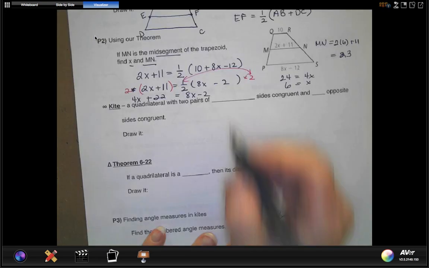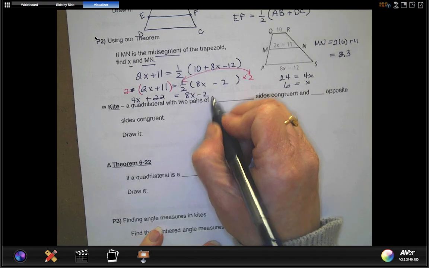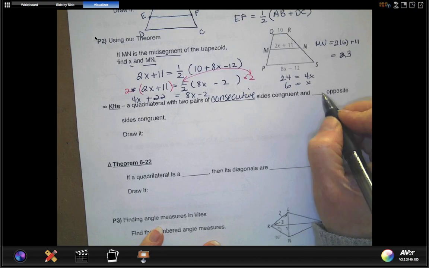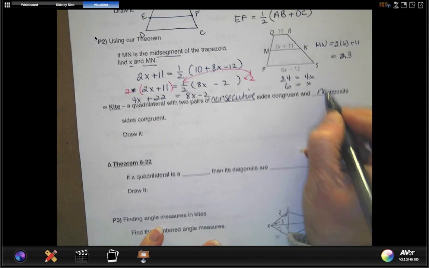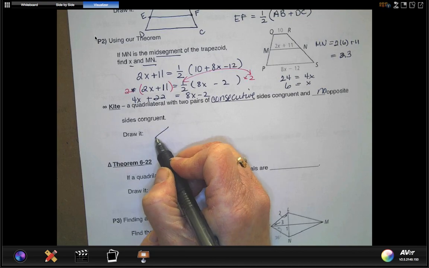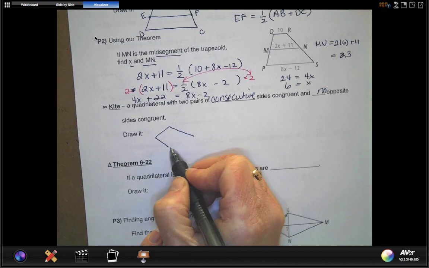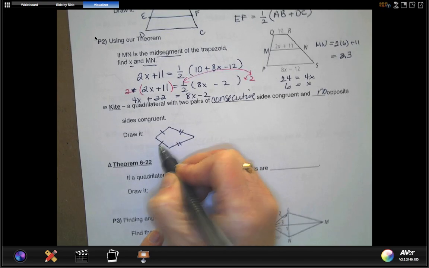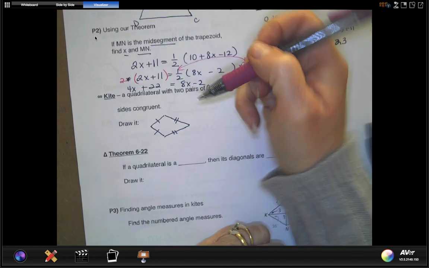All right, a kite is a quadrilateral with 2 pairs of consecutive sides congruent and no opposite sides congruent. This one's kind of funny because it says consecutive sides, but it's truly not all the consecutive sides. I mean, it is consecutive, but it's not all of them.